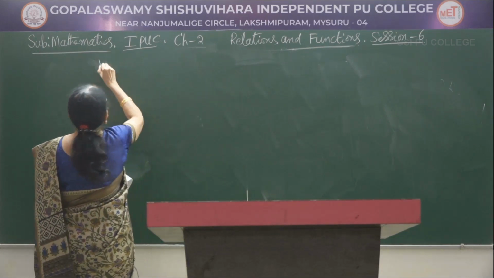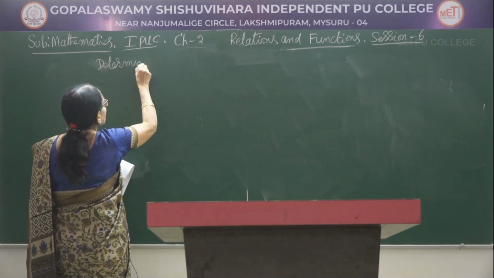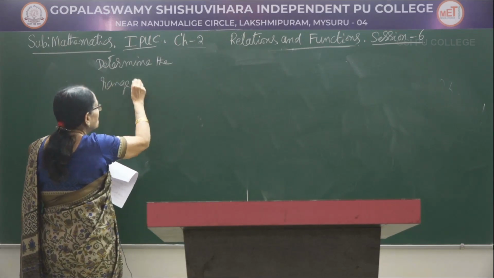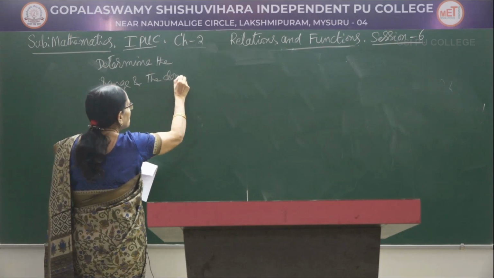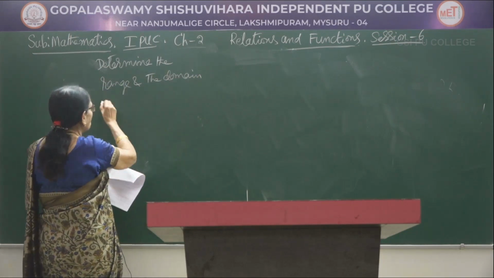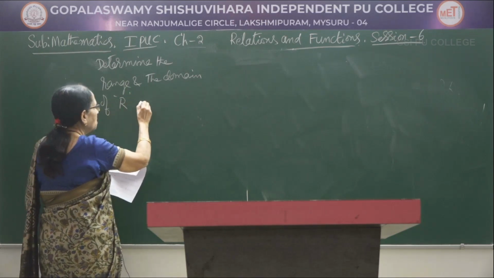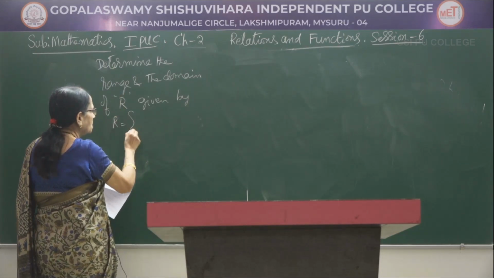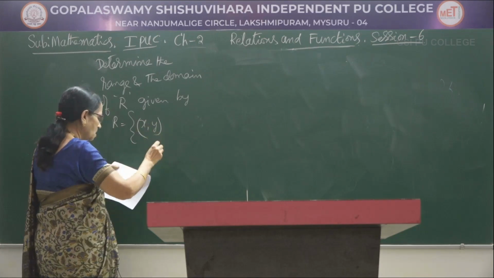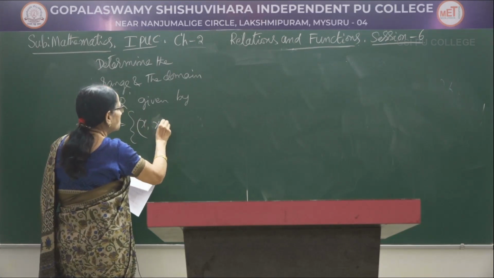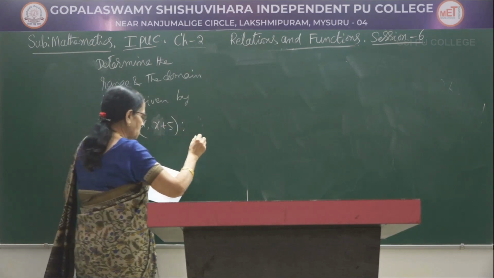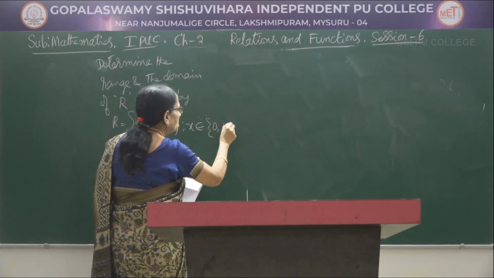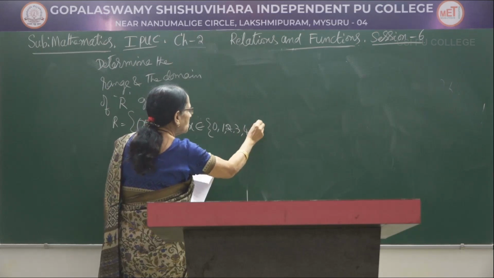Determine the range and the domain of the relation R given by R contains all ordered pairs (x, x plus 5) such that x belongs to the set {0, 1, 2, 3, 4, 5}.